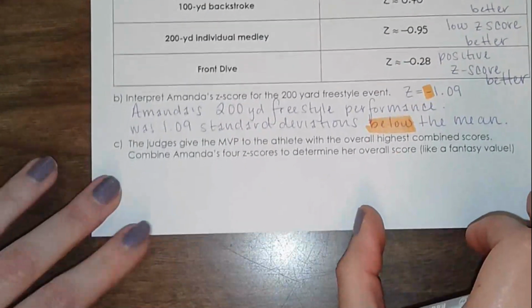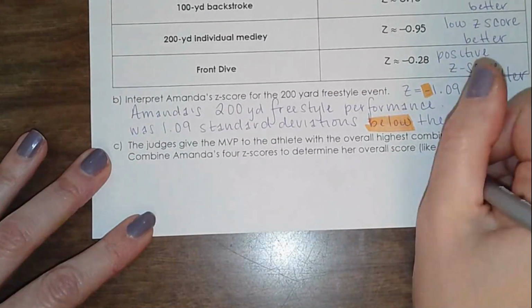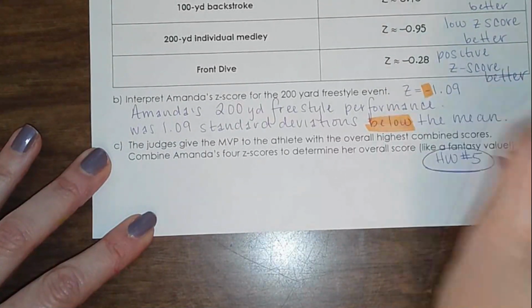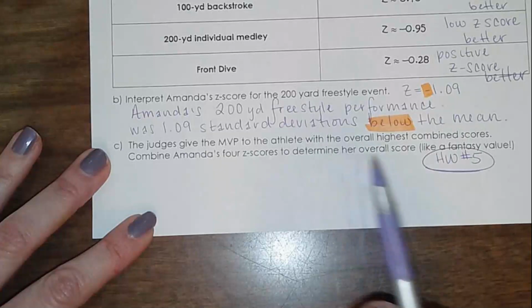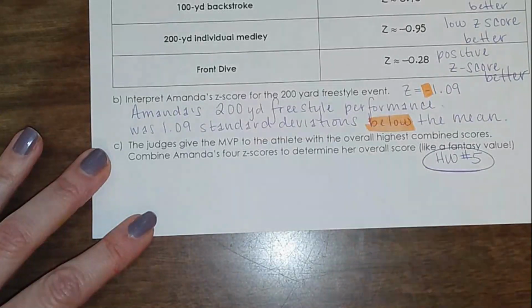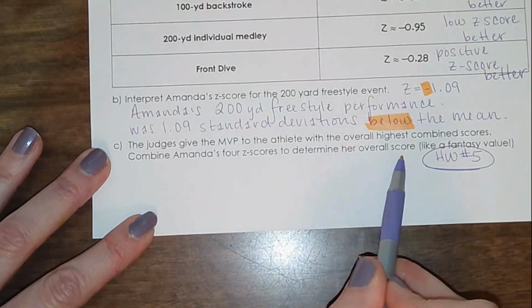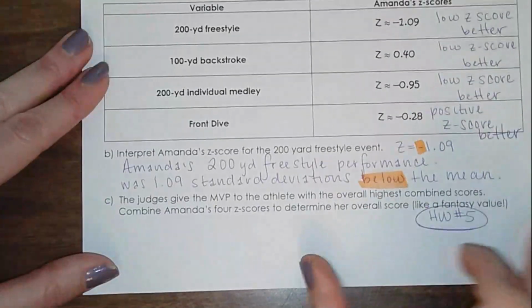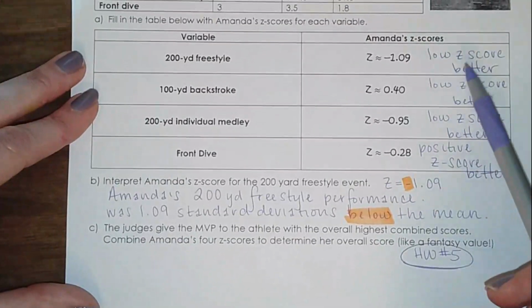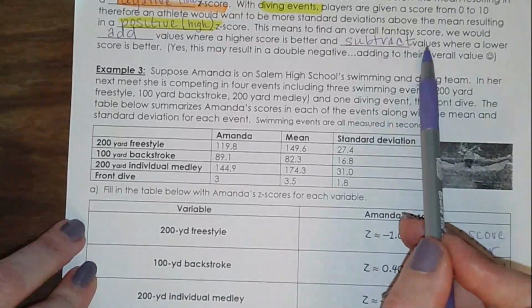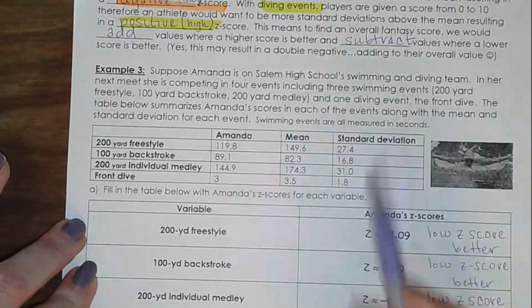Okay, this last one, you guys, is kind of like what you're going to have to do in your homework number 5. The judges want to give the MVP to the athlete with the highest overall combined scores. Combine Amanda's 4 z-scores to determine her overall score. So, remember, for the first 3, a low z-score is better. So we're going to subtract values where a lower z-score is better.